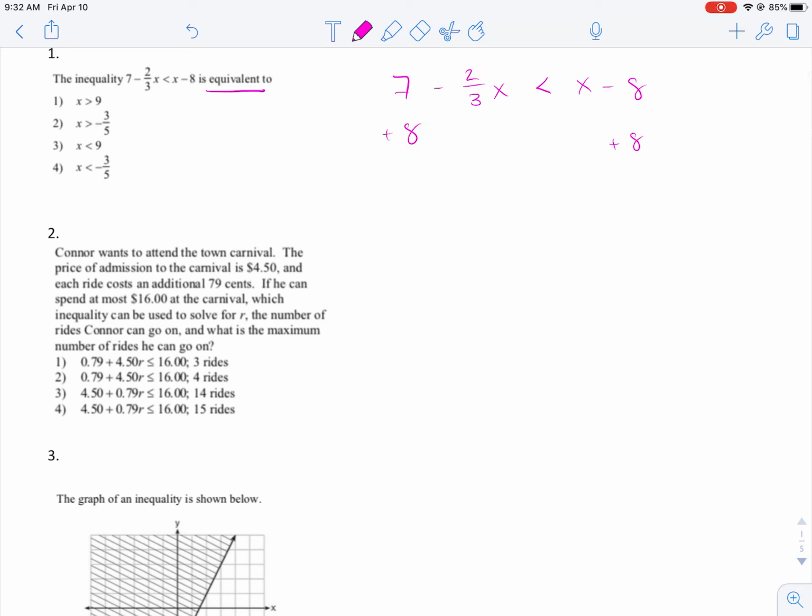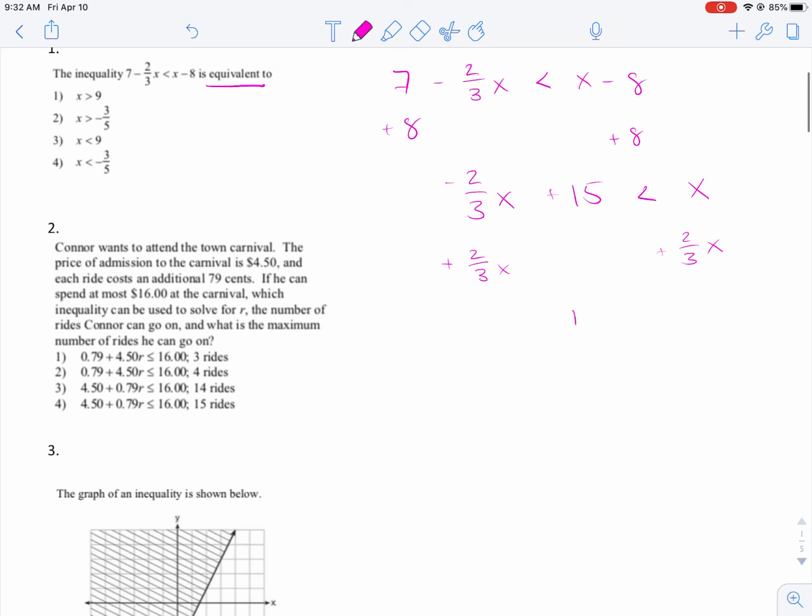So, where do we start? Well, I'm going to bring this 8 over. Okay? So negative 2/3 x plus 15 is less than x. I'm going to add 2/3 x, okay, to both sides.